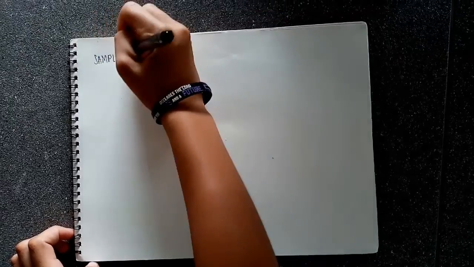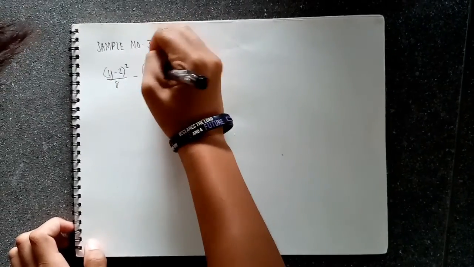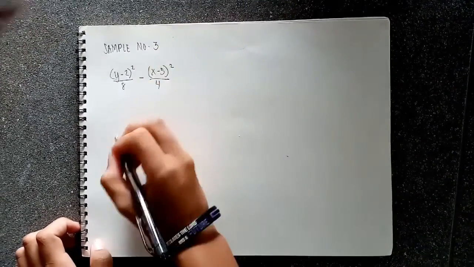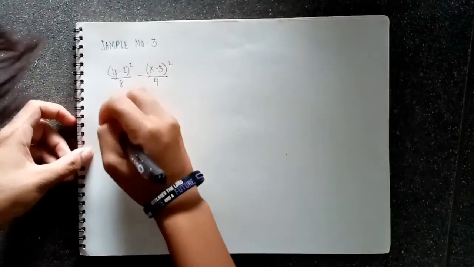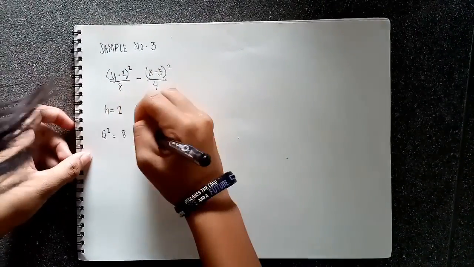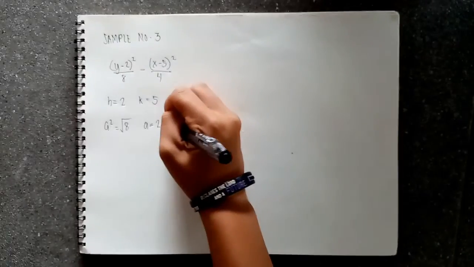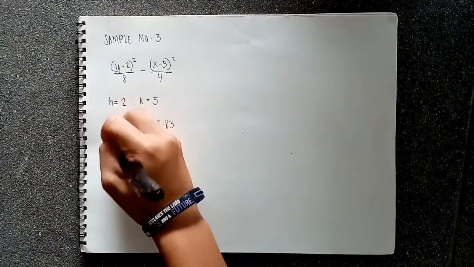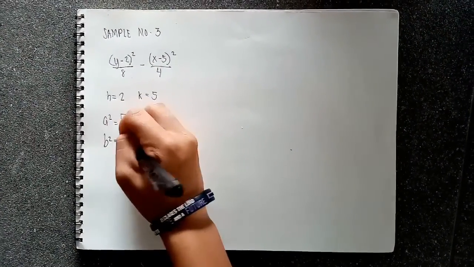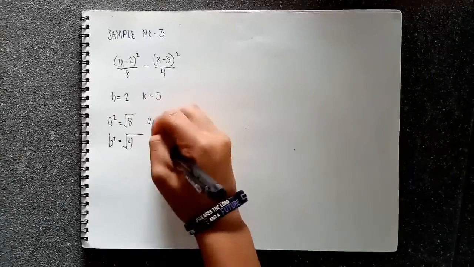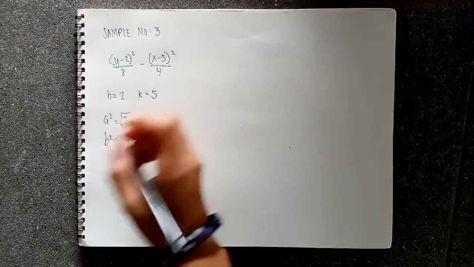Okay, let's start with sample number 3. The given is y minus 2 squared over 8 minus x minus 5 squared over 4. So we have h and k. Our h will be 2 and k will be 5. Our a squared is 8. Square root of 8, how do we find a? That is 2.83. B squared will be 4. Square root of 4 will be 2.